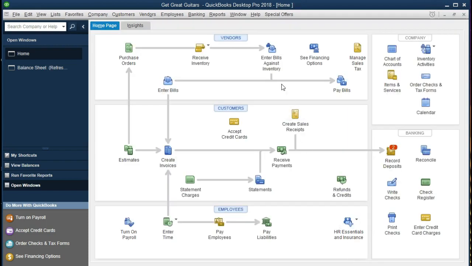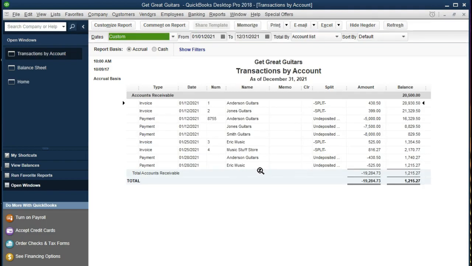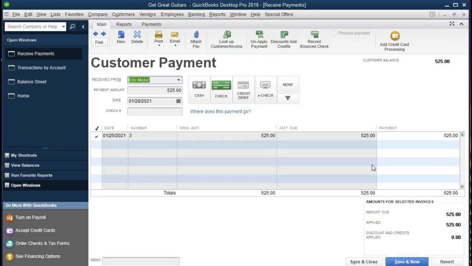Let's see if that's the case by going to the balance sheet, still open in the open windows. There's the balance sheet. We're going to say that cash didn't go up, but accounts receivable went down. If we double click on that, we see that we have this 525. Double clicking on that, we see that there's our customer payment.